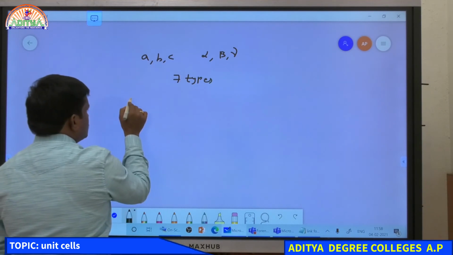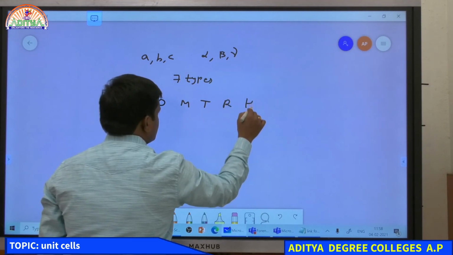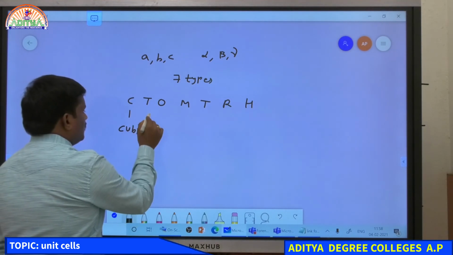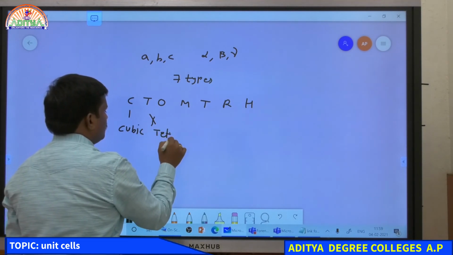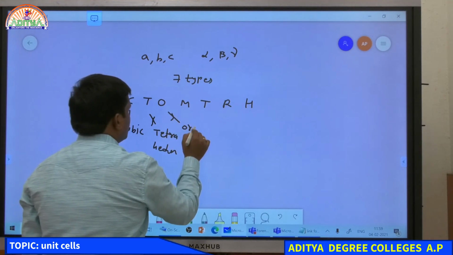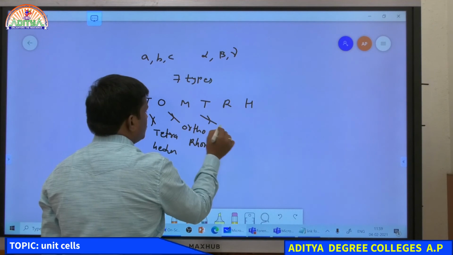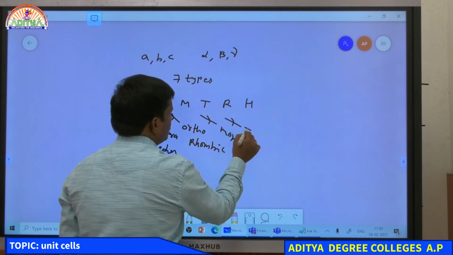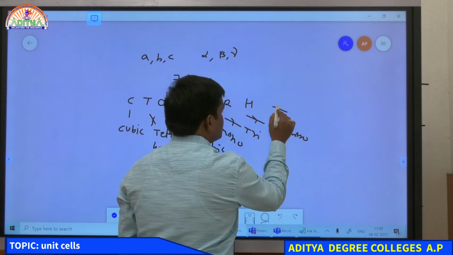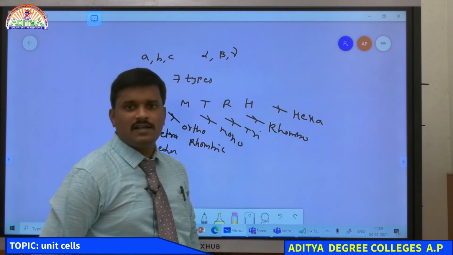So these are given by the code CTOMTRH. So these are the 7 types of crystals. This is cubic, tetragonal, orthorhombic, monoclinic, triclinic, rhombohedral and finally hexagonal.